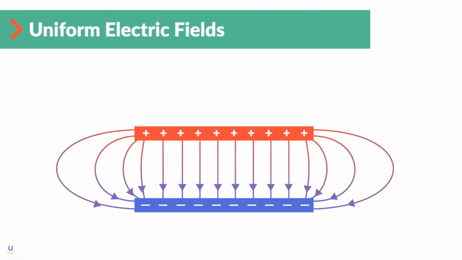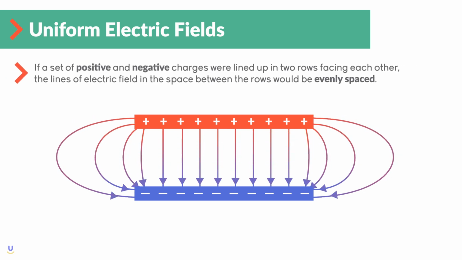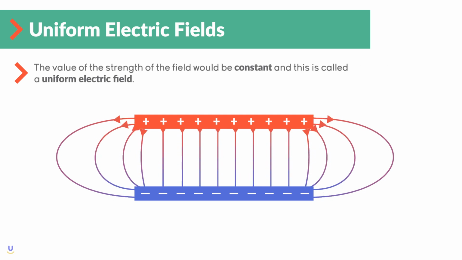So what are uniform electric fields? If a set of positive and negative charges were lined up in two rows facing each other, as shown in the diagram, the lines of electric field in the space between the rows would be evenly spaced. The value of the strength of the field would be constant, and this is called a uniform electric field.